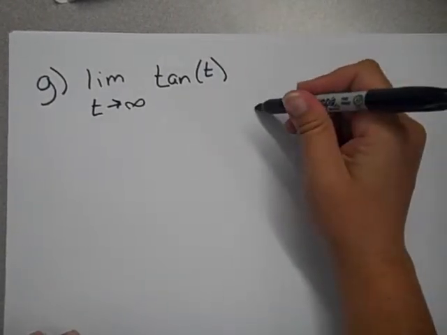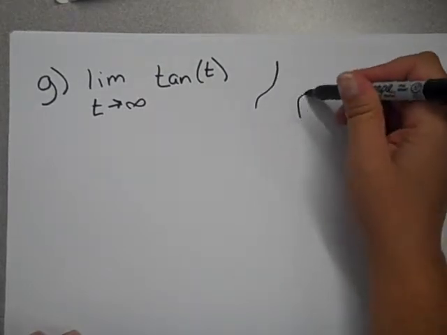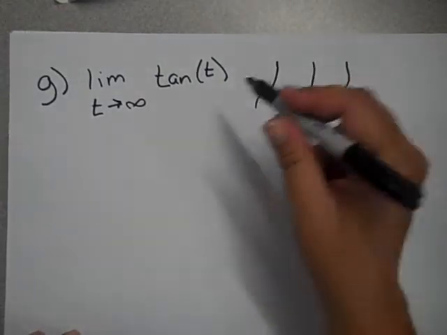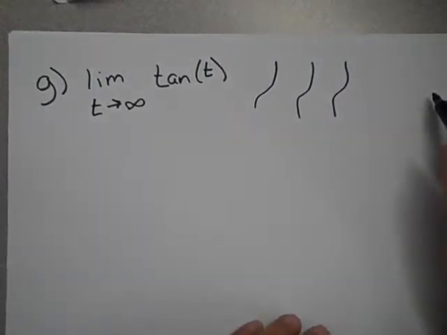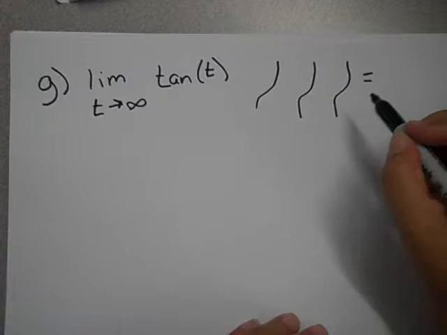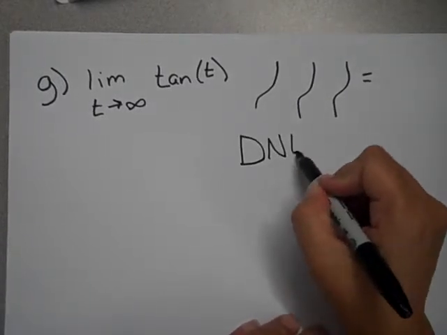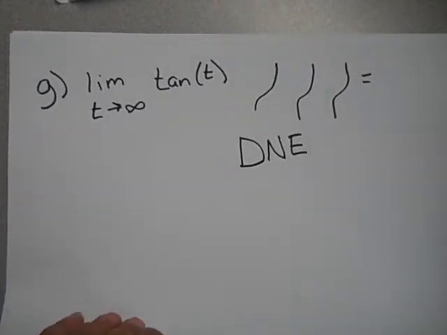Well, the tangent graph is periodic. It just keeps repeating the same thing over and over again. Therefore, as x gets bigger and bigger and bigger, we can never discern a limit. And this limit does not exist. So now letter H. This one is quite interesting.